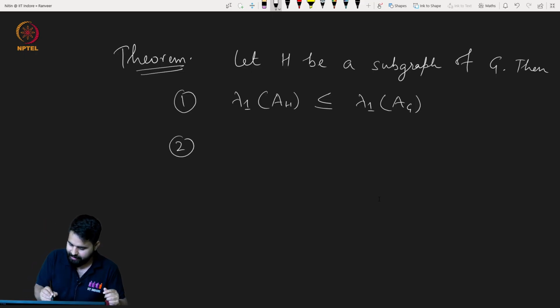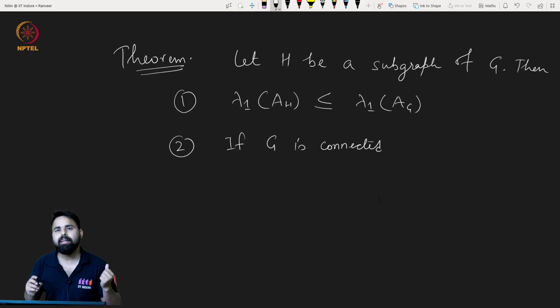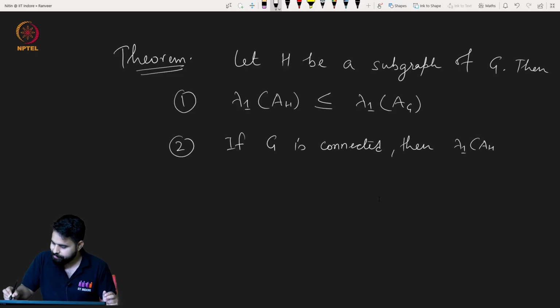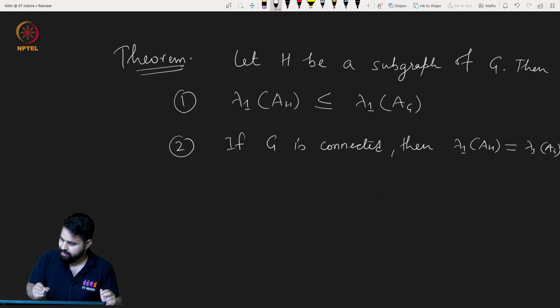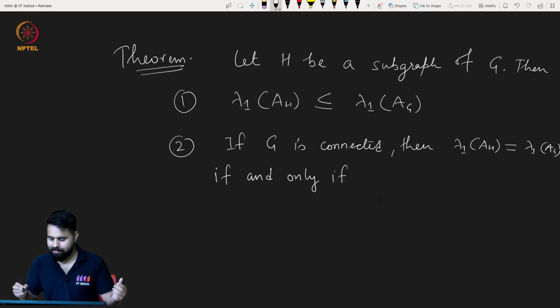Second thing, if G is connected, then these two eigenvalues are equal, that is, lambda 1 of A_H is equal to lambda 1 of A_G, if and only if both the graphs are the same, basically H equals G. Both the graphs have the same vertices and the same edges. Okay, let us try to prove it.